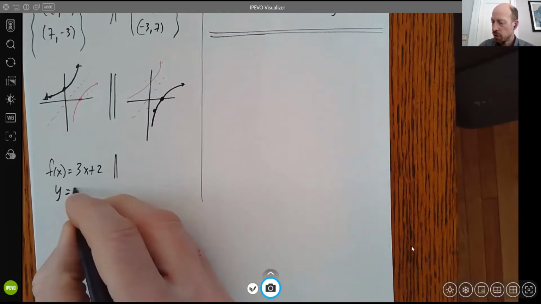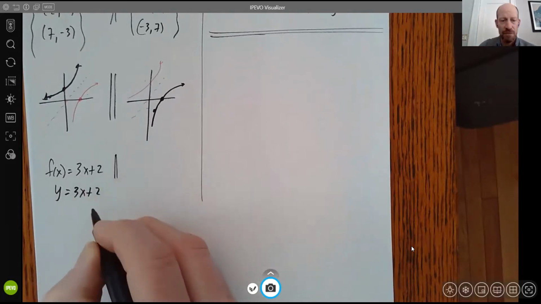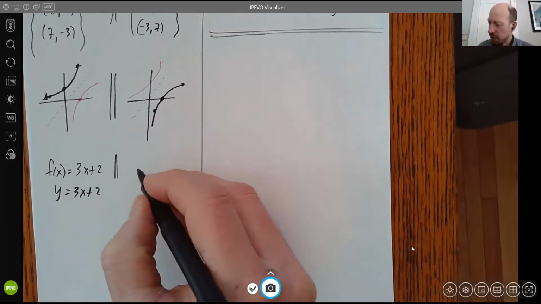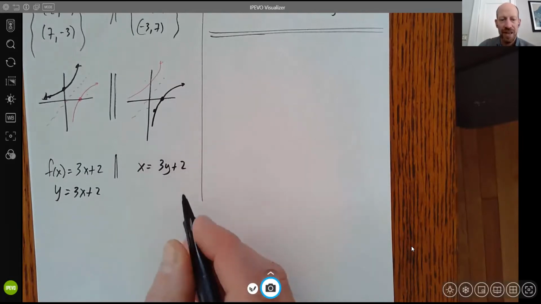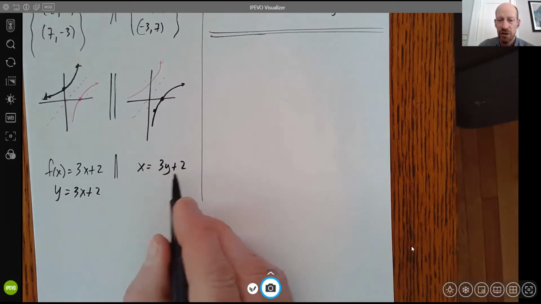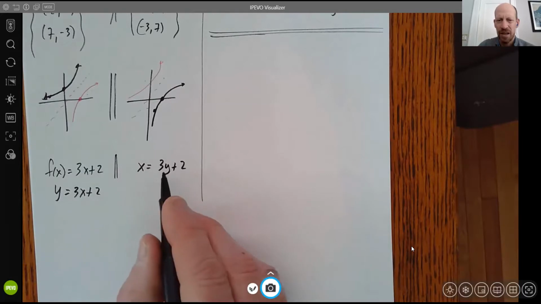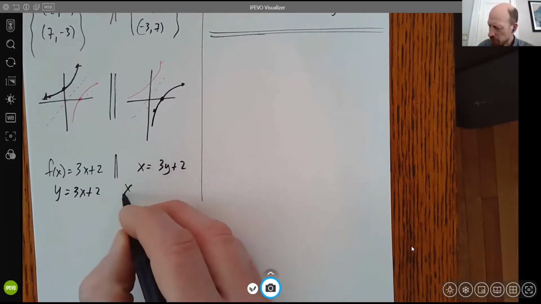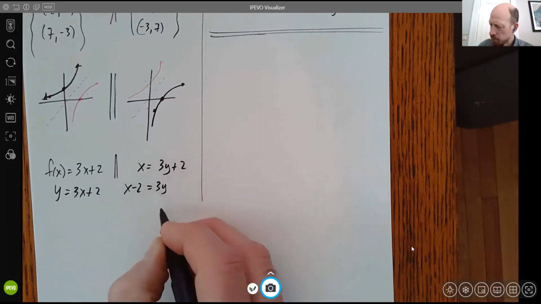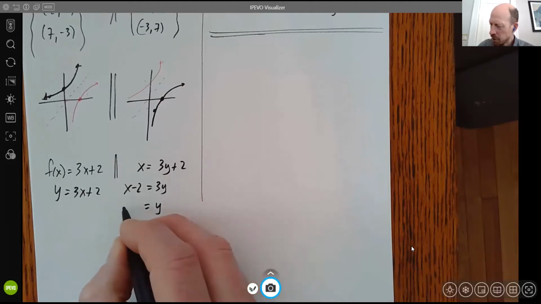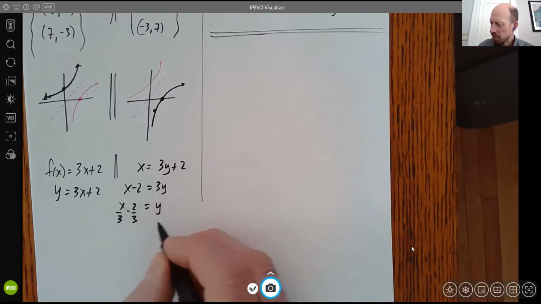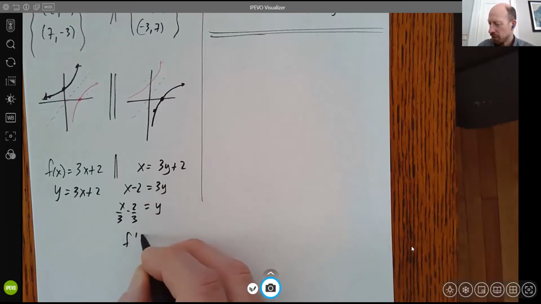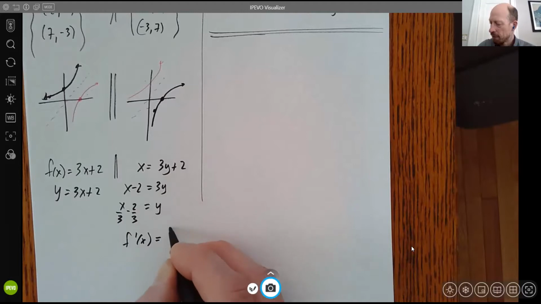So what we do here, this is the same function, but then if I flip the inputs and the outputs, I now have the inverse function. It's not quite right because it's like x equals, but if I just move things around a little bit, divide by 3, I get, and then I can just relabel that f inverse of x instead of y.